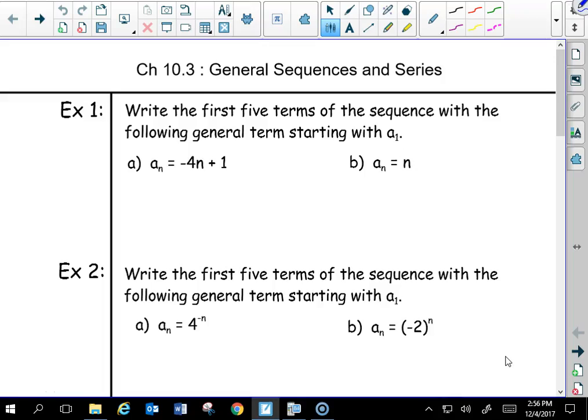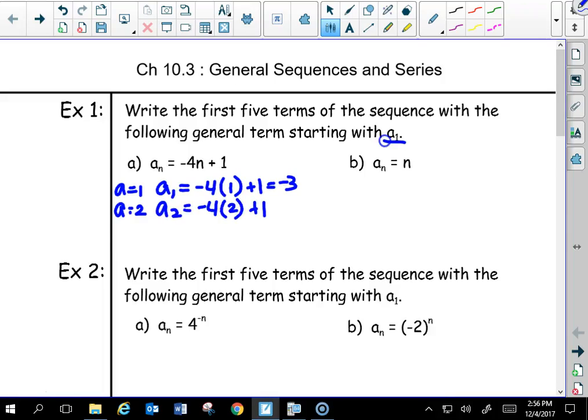Okay, so on example 1, we're to write the first 5 terms of the sequence with the following general terms, starting with A1. So the first 5 terms starting with A1, n equals 1. A of 1 is negative 4 times 1 plus 1. Looks like that's going to be negative 4 plus 1, negative 3. n equals 2. A of 2 equals negative 4 times 2 plus 1. Negative 8 plus 1 equals negative 7.